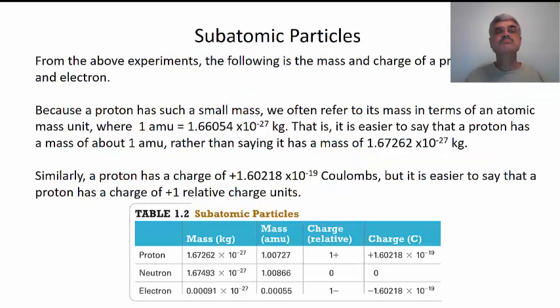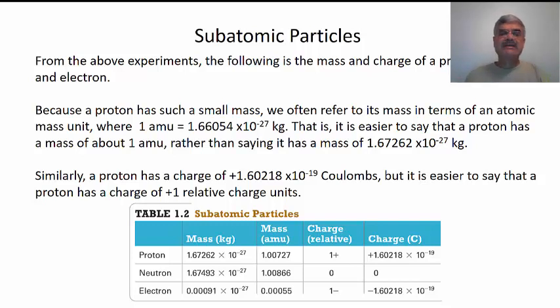So to summarize this video lesson, atoms are made of subatomic particles, protons, neutrons, and electrons. The experiments just described led to the experimental determination of the charge and mass of electrons. Similarly, the charge and mass of protons and neutrons were determined. The results are shown in this table.